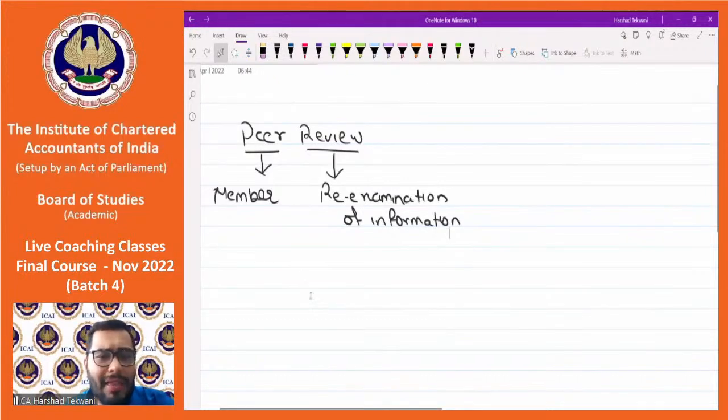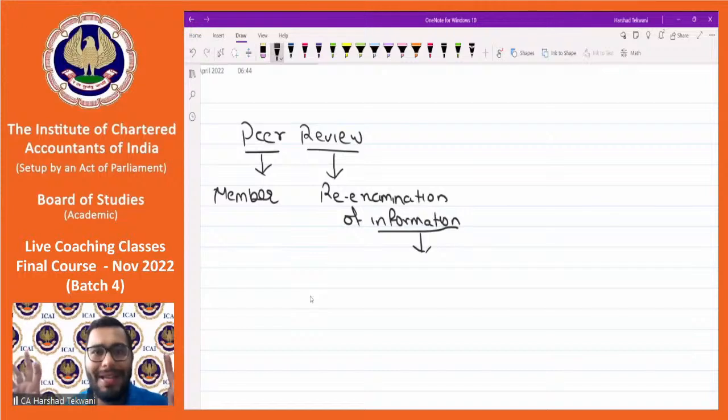Now, when I say re-examination of the information, what information are we looking to re-examine? Here we will discuss the scope of the peer review. So what is the scope of peer review? What are the things that are re-examined?